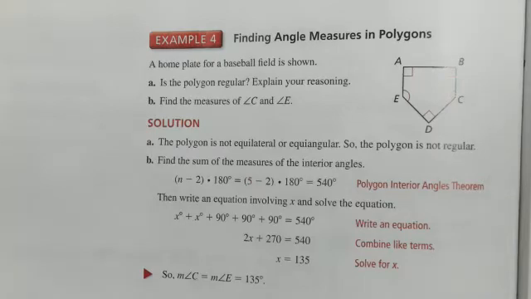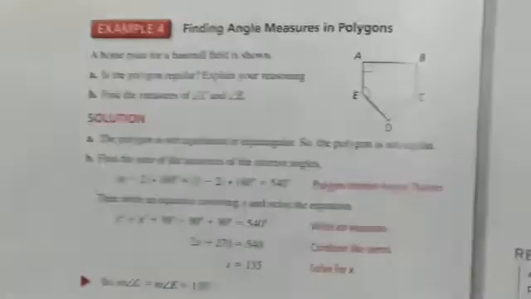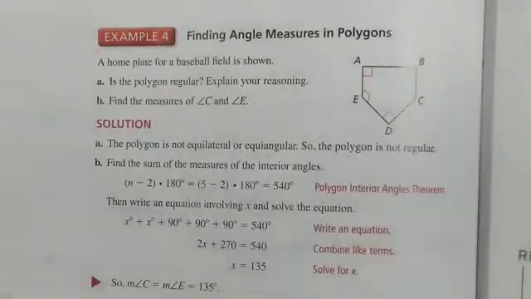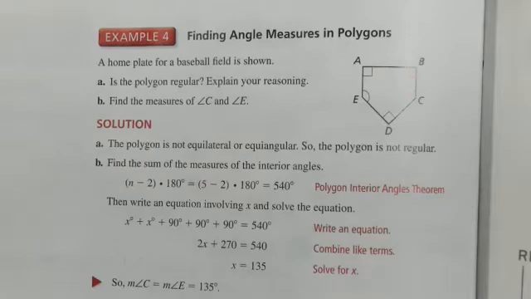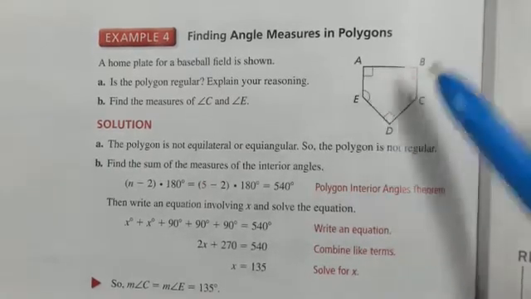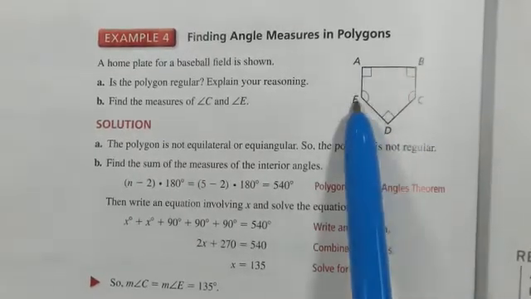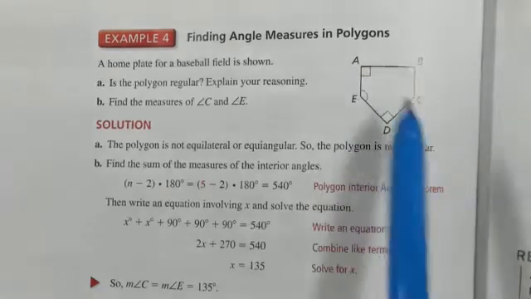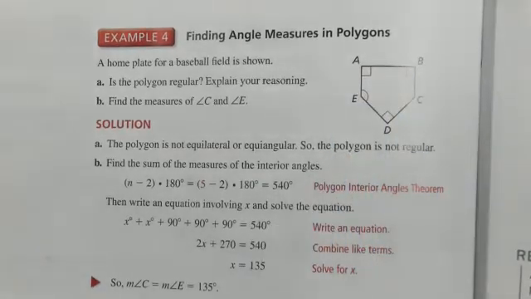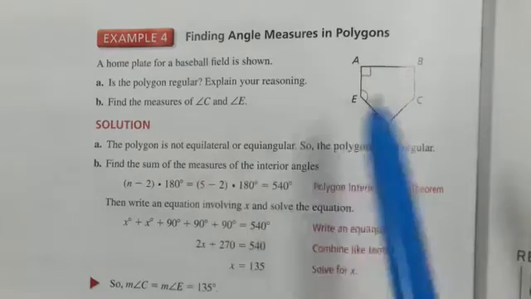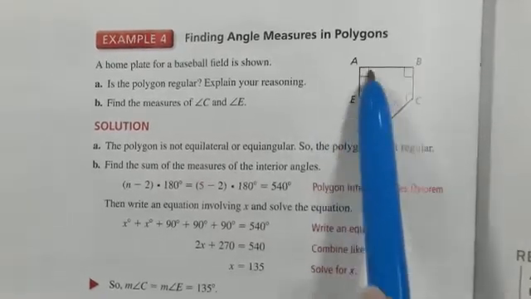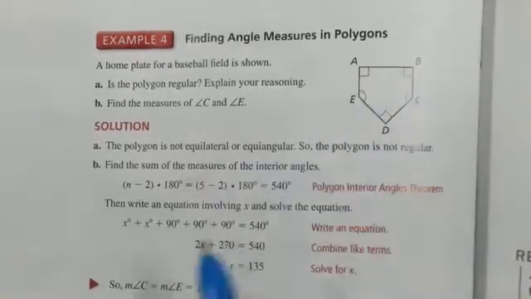So in this example, it says a home plate for a baseball field is shown. Is the polygon regular? Explain your reasoning. Okay, so in a regular polygon, we have to have sides and angles congruent. So this side here, AB, definitely looks longer than AE. Even though there's no markings on the side, automatically we cannot say they're congruent. And we can also tell just by looking that this side here is quite a bit longer than this side.